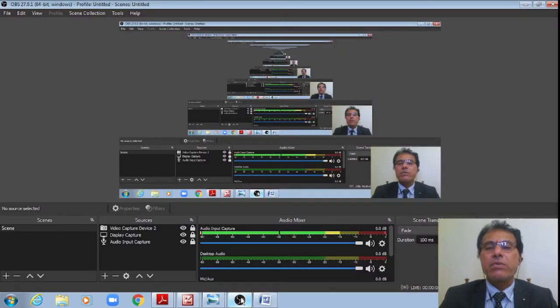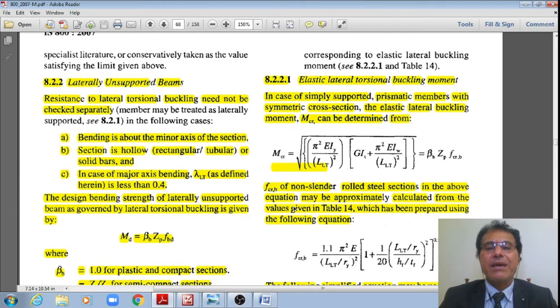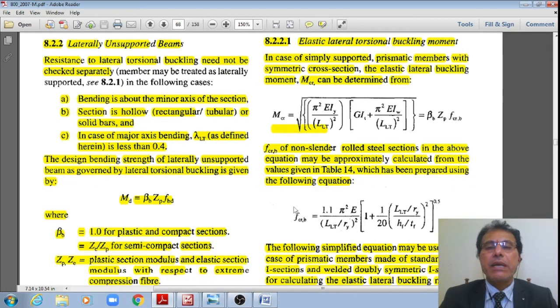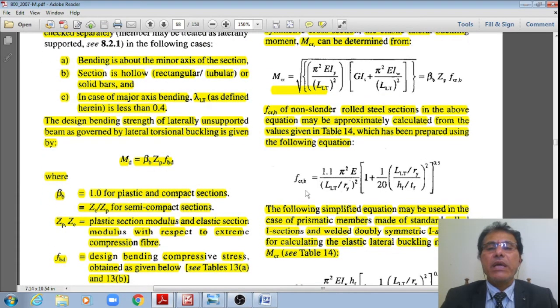Mcr is equal to square root of pi square multiplied by EIy by LLT whole square, that whole multiplied by G It plus pi square EIw divided by LLT whole square, or that is equal to beta b multiplied by Zp fcrb, where fcrb of the non-slender rolled steel section in the above equation is given in table 14, which is calculated using this formula, or fcrb.